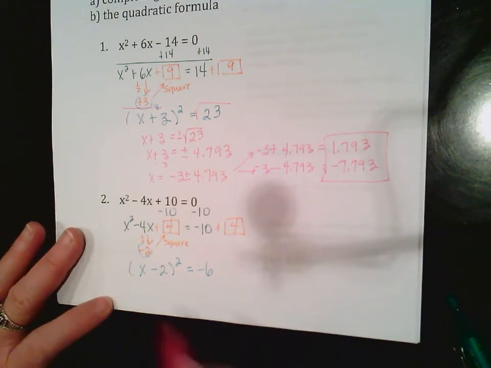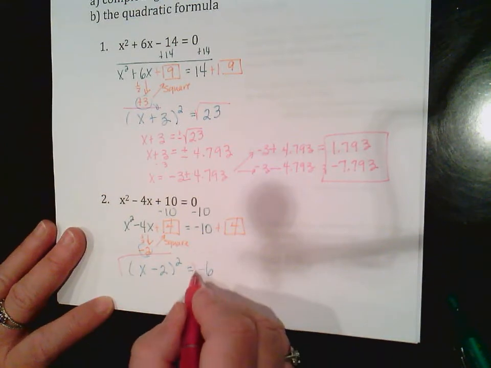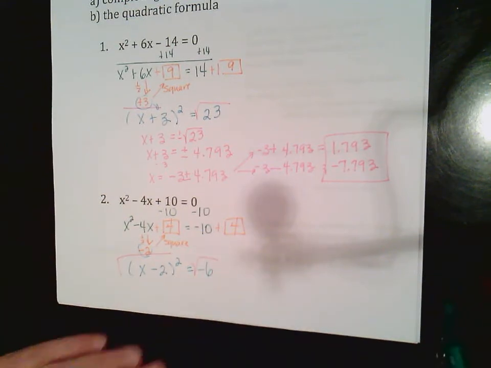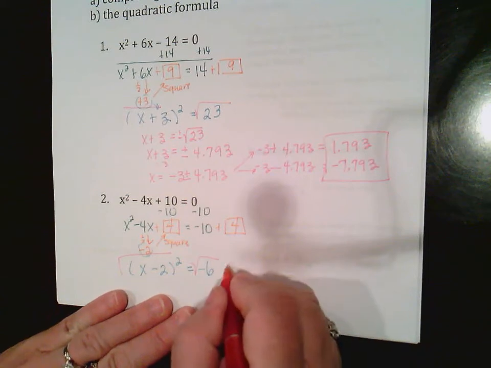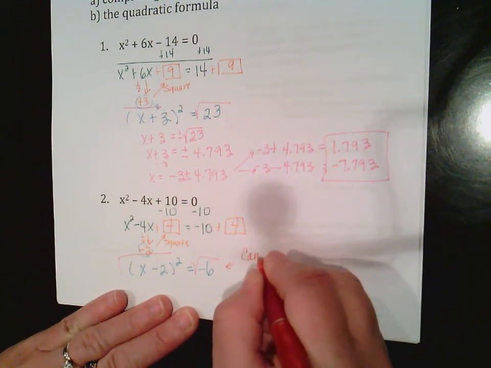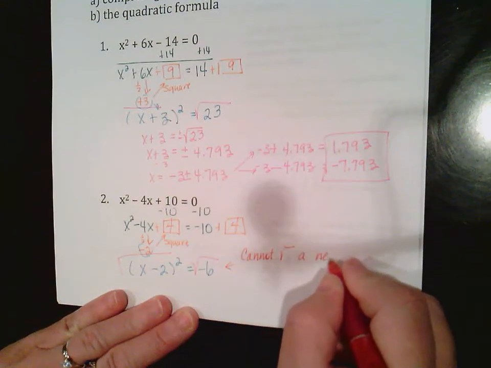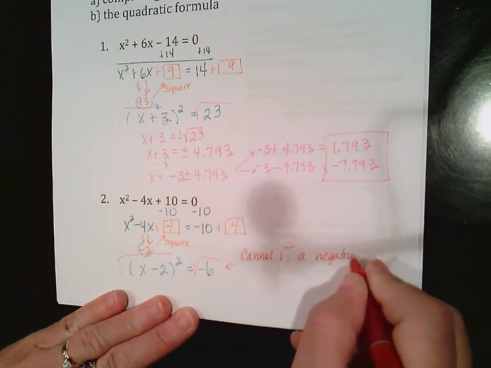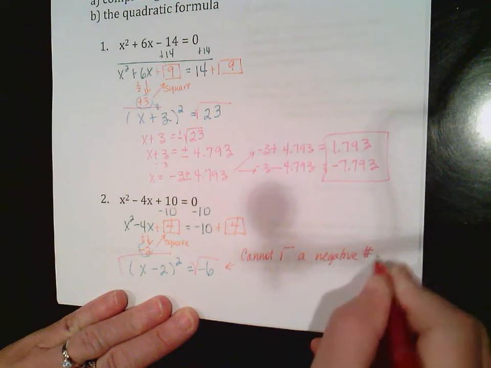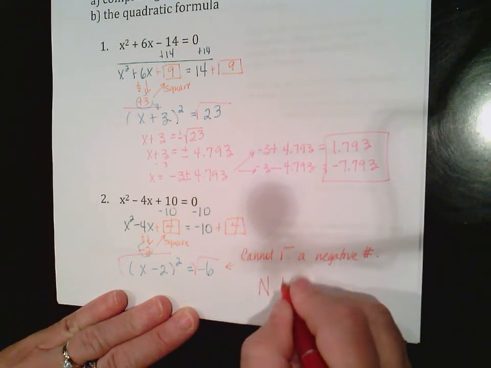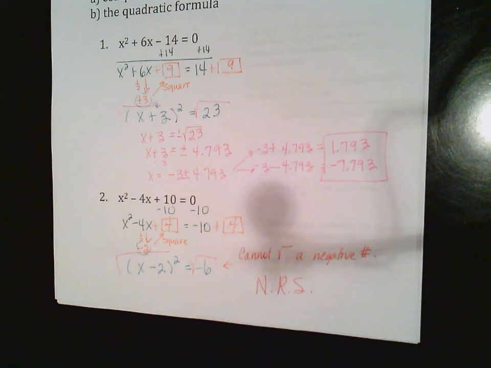To get to my x, I'm going to take the square root of both sides. But we know that we cannot take the square root of a negative number, at least not yet, so this would be no real solution. Okay, so be careful with that. So that's how we would do it if we were solving by completing the square.